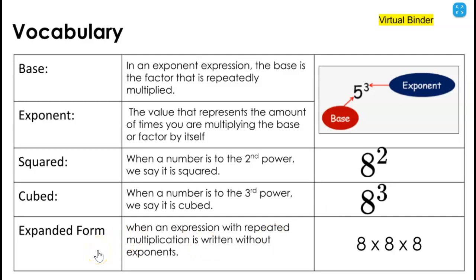Expanded form. This is when an expression with repeated multiplication is written without exponents. So this is 8 times 8 times 8. There is no exponent, this little number up above, because this is actually a longhand form of 8 to the third power, or 8 cubed. We know we're going to multiply 8, our base number, 3 times by itself. So 8 times 8 times 8 is the expanded form.